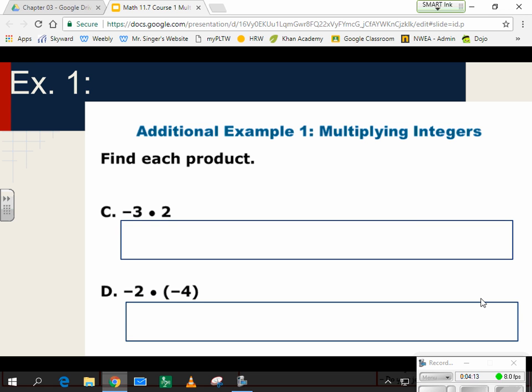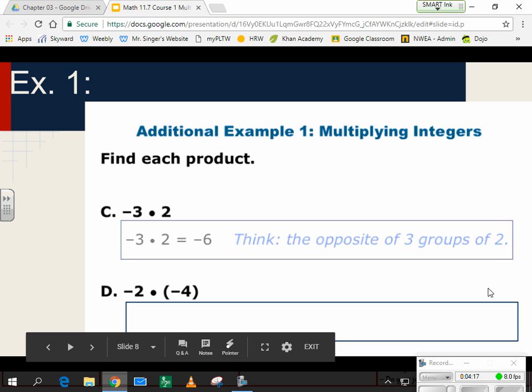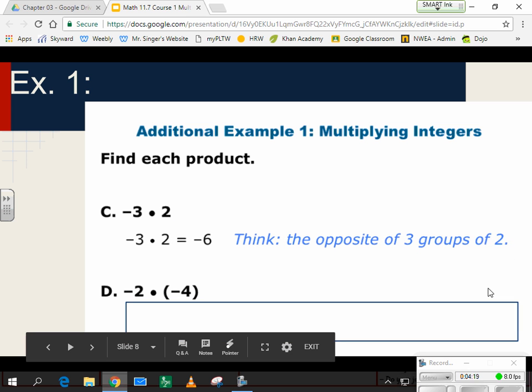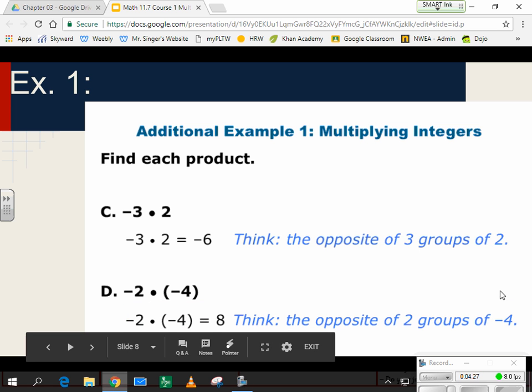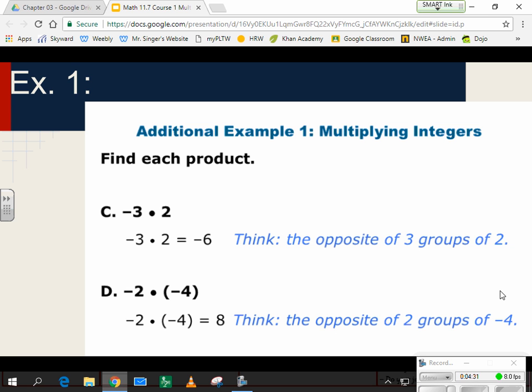All right, for C, we have negative 3 times 2. You should know that 3 times 2 is 6. However, 1 is negative, 1 positive, so the answer has to be negative. For D, negative 2 times 4, that's the same as positive 2 times positive 4. You're going to get the same result, positive 8. Signs are the same. It's going to be positive.